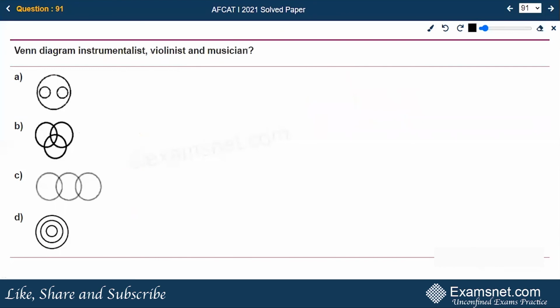Next, question number 91. Venn diagram for the instrumentalist, violinist, and musician. See, all violinists are instrumentalists, correct? And all instrumentalists are musicians. Something like this.